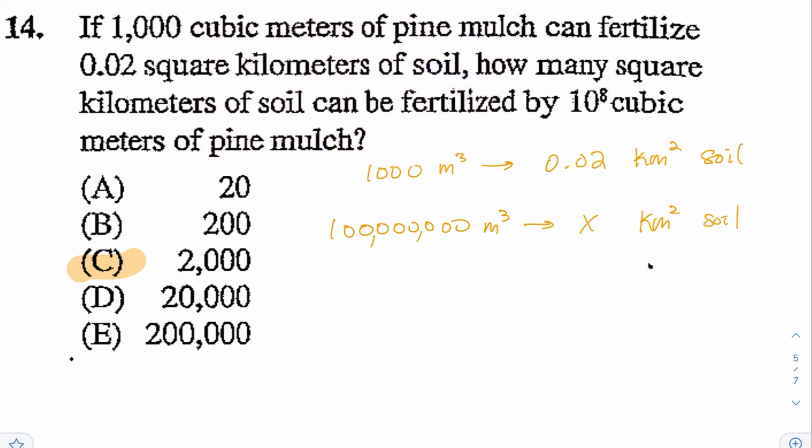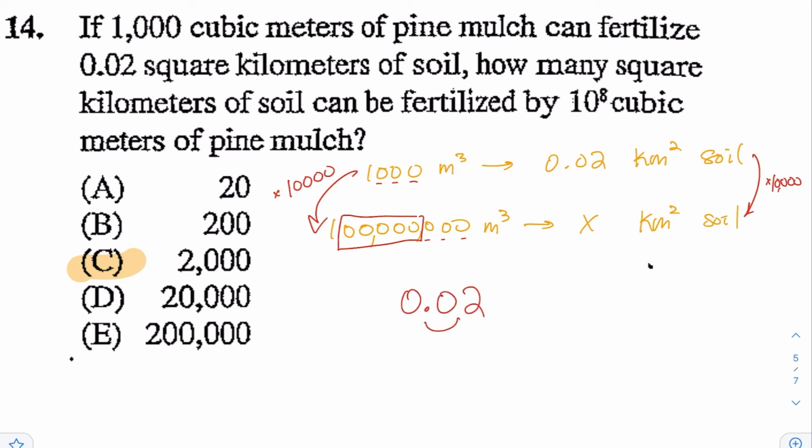So you can just multiply both sides. Here, if you look at the zeros, you have to multiply by 10,000. So you have to multiply the right side by 10,000 as well. So when you have 0.02 multiplied by 10,000 with 4 zeros, you move the decimal to the right 4 times. So that would be, 5 times. I multiply by 100,000. So that would be choice C, 2,000.